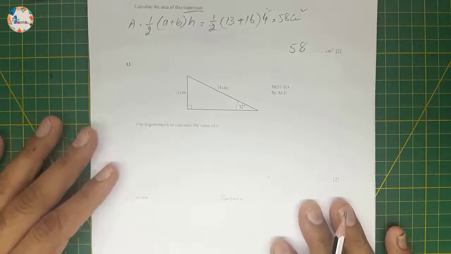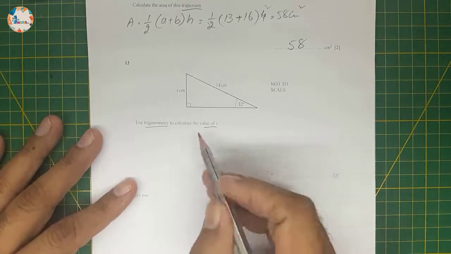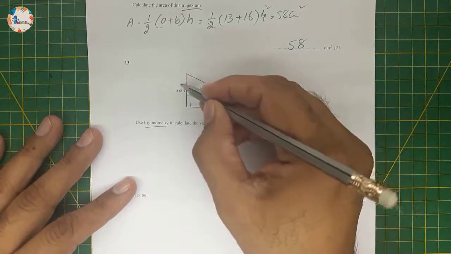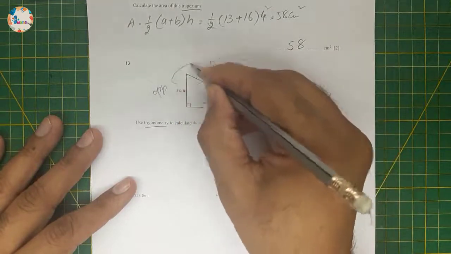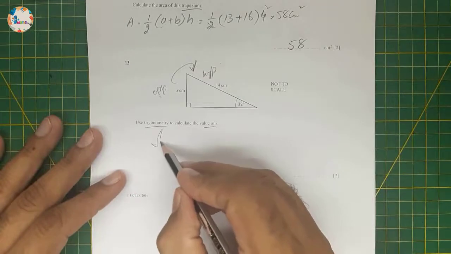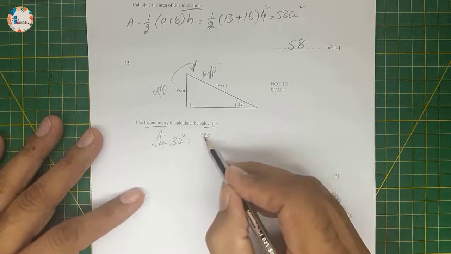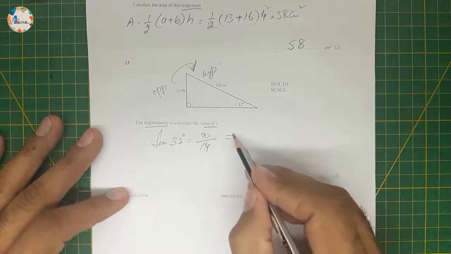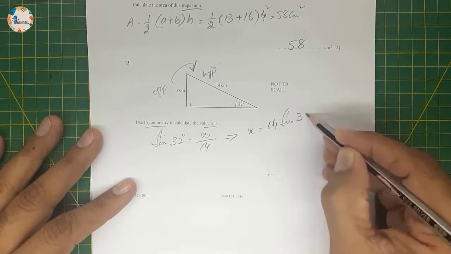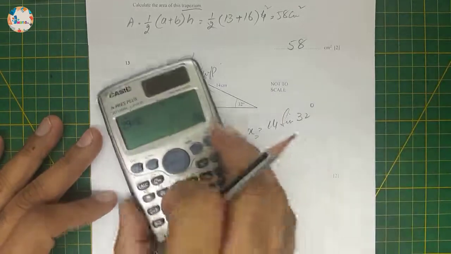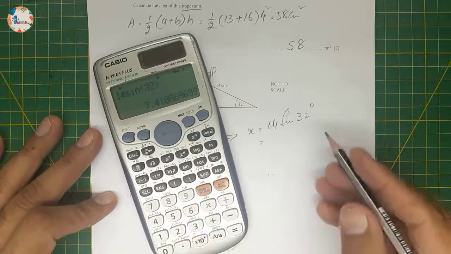Now question number 13. This diagram is provided. Use trigonometry to calculate the value of x. So opposite, this is opposite, so opposite over hypotenuse will be equal to this over this, which is basically sine of this angle. Sine of 32 degrees is equal to x over 14. So this implies x is equal to 14 sine of 32 degrees, and 14 sine of 32 degrees we can calculate.